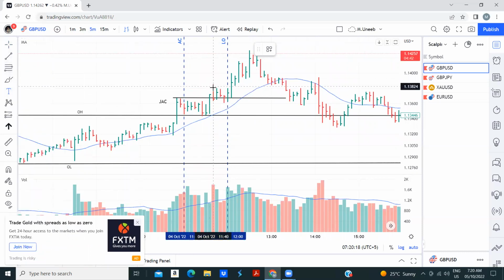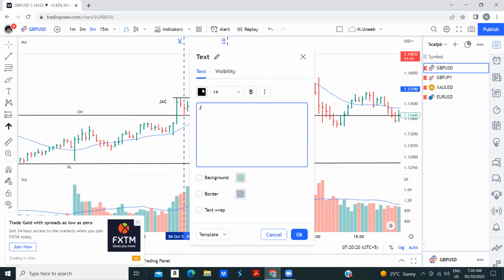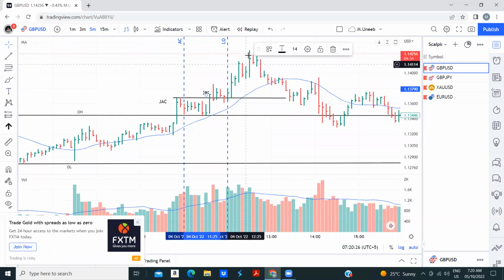Again, JAC. I need to see very high spreads on the top of the bar, very high volume on the top and very high spread, to see if it's a bearish bias or not. To see if it's a buying climax or not. But we have not observed any kind of buying climax right over here.